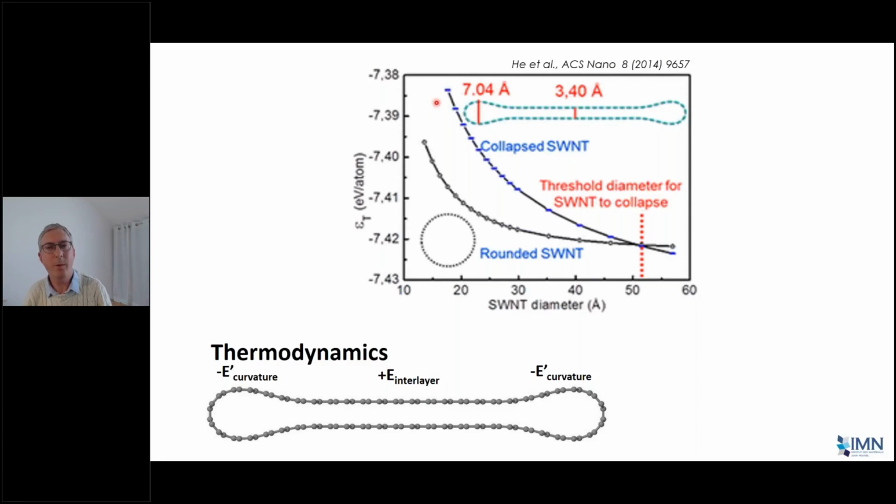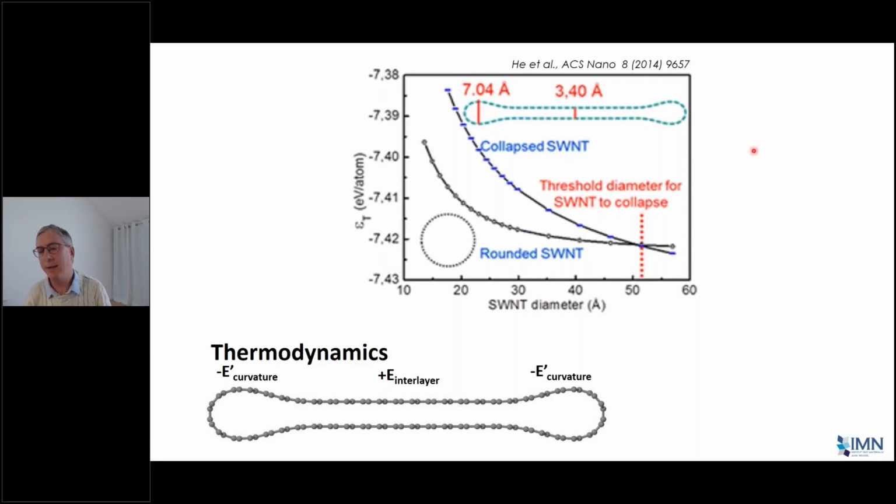And that's what this plot shows by Hay and colleagues, where this is the collapsed tube. So for small tubes, it's more expensive to make a collapsed tube, the energy is higher than for a rounded tube. But as you make the tubes bigger and bigger, you reach a threshold, which is about 5 nanometers. And above that, it's more stable to make them collapsed.